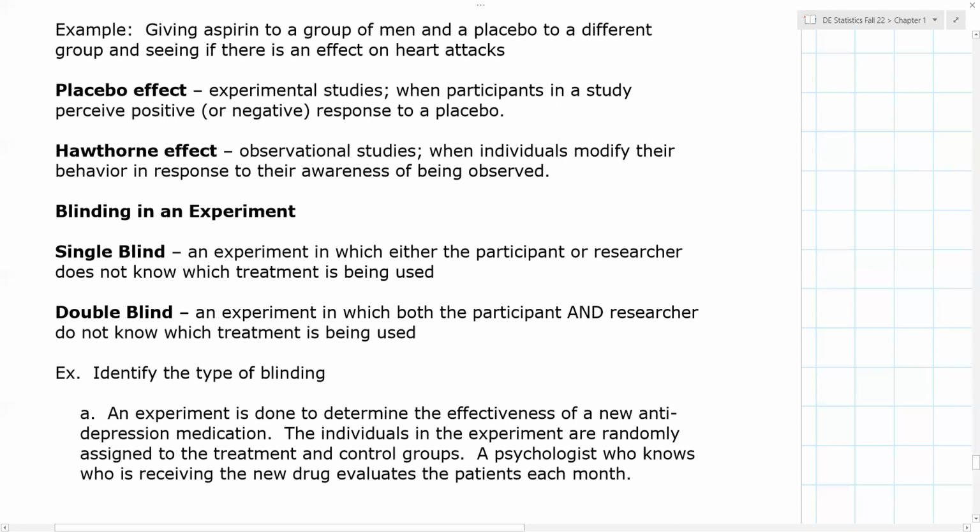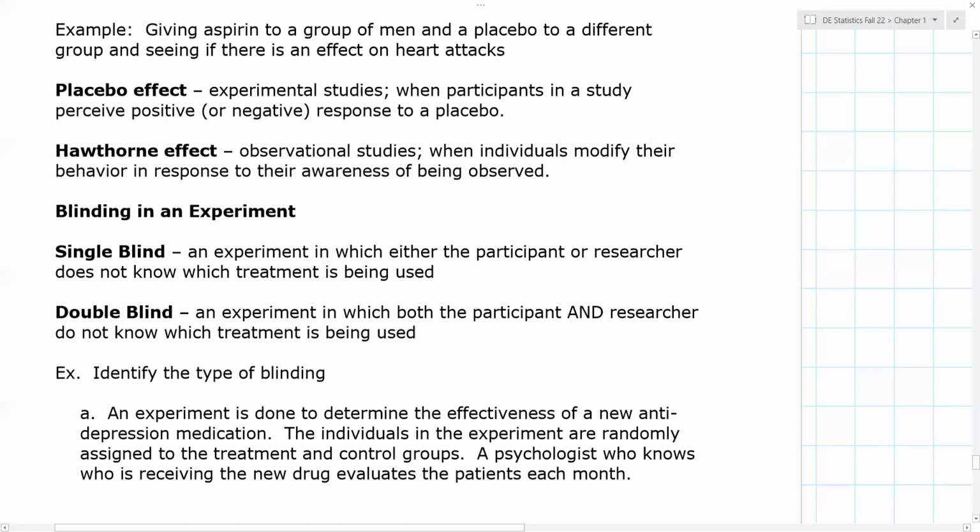All right, next thing we're going to talk about is blinding, and how do you do blinding? What does blinding mean? And there's 3 types of blinding. The first type of blinding that's not in the notes is none. There is no blinding. Everyone knows what's happening.